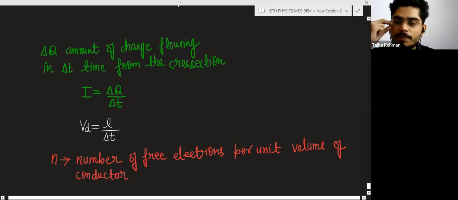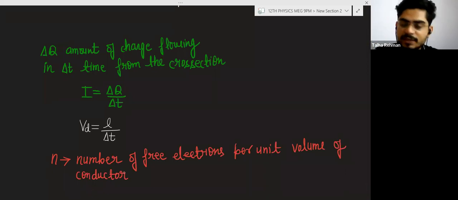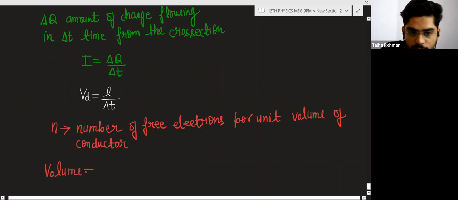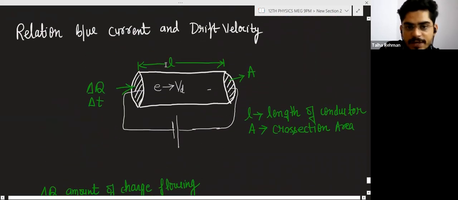Suppose you take a copper conductor, then you have something like 10 to the power 23 free electrons in a unit volume. So in a conductor there are a large number of free electrons, and n is the number of free electrons in a unit volume of the conductor. And the total volume of the conductor is area into length, that means AL.